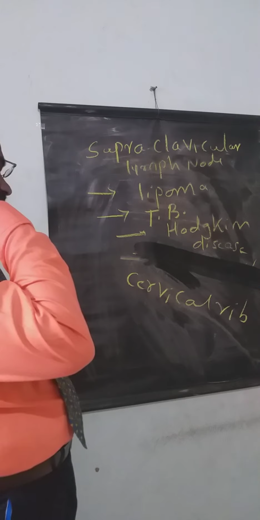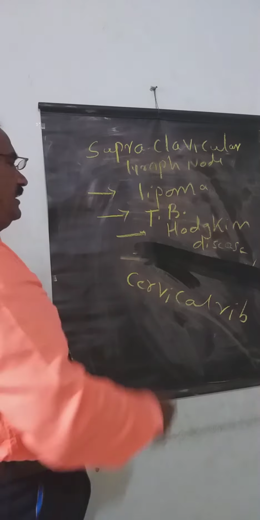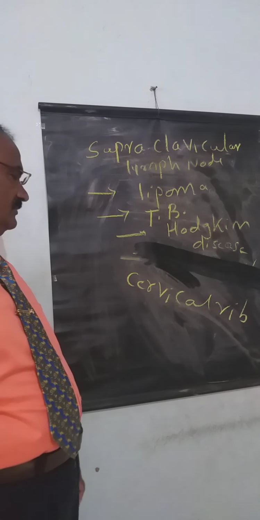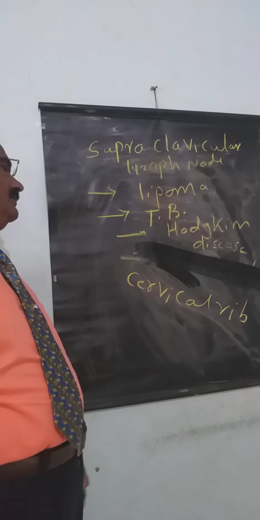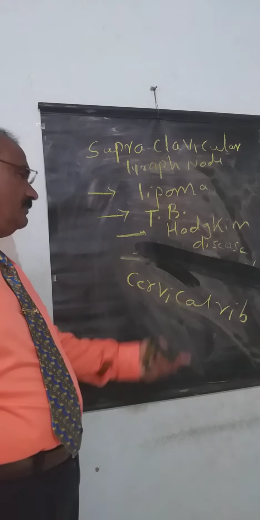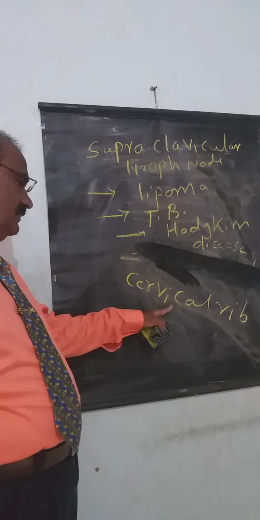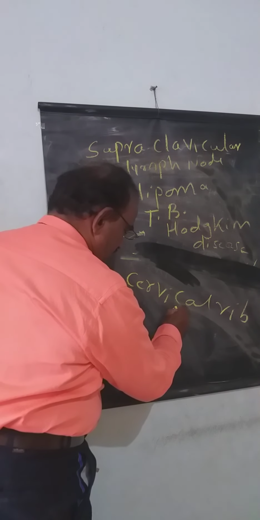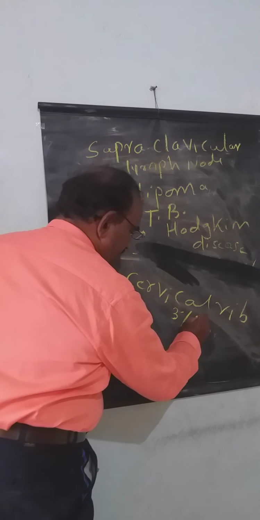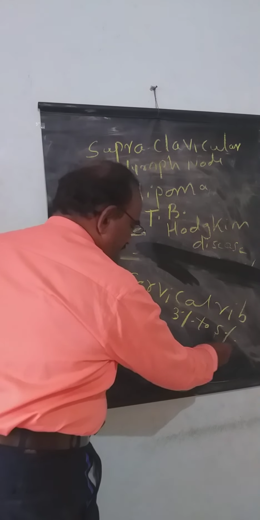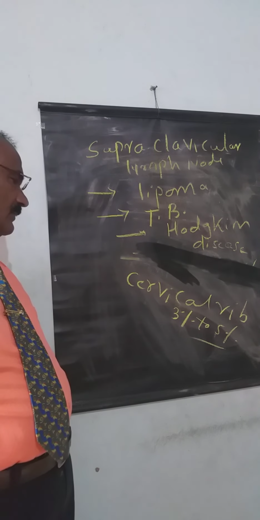That may also compress the blood vessels and the root of the brachial plexus. A cervical rib may compress the subclavian artery, subclavian vein, or the root and trunk of the brachial plexus. A cervical rib is present in 3% of the population. Latest data shows 3 to 5% globally.